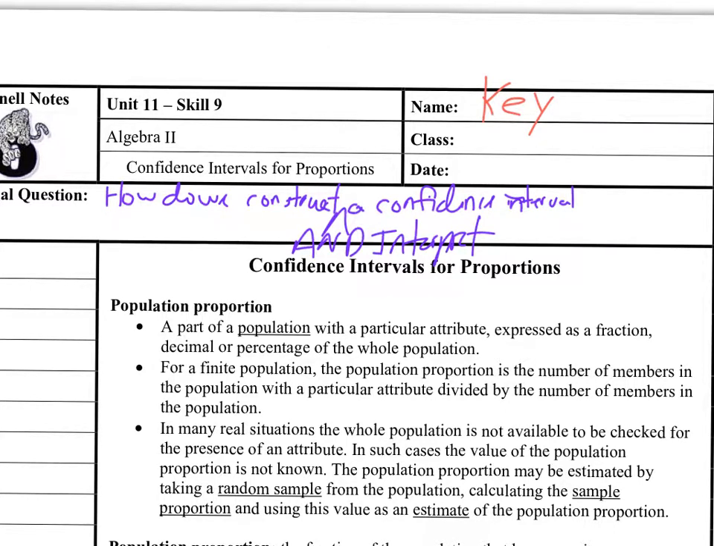11.9, how do we construct and interpret a confidence interval? So we're going to do some definitions for proportions and population so that we have an idea of what's going on. So bear with me with the definitions here as we go through this.